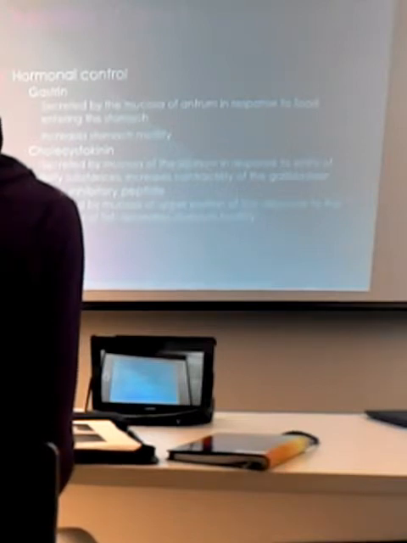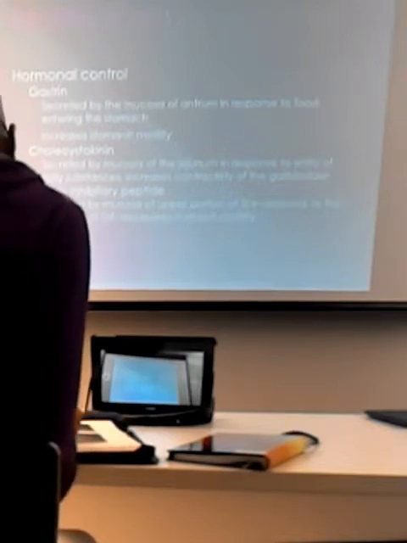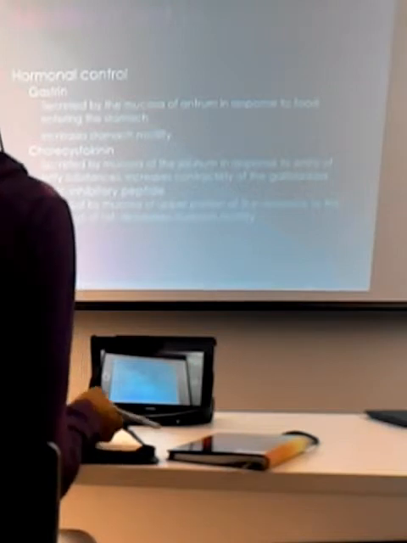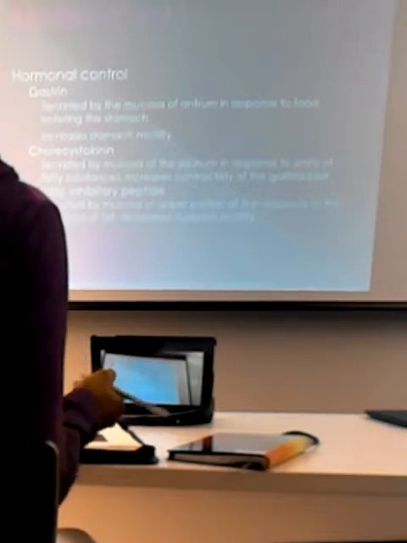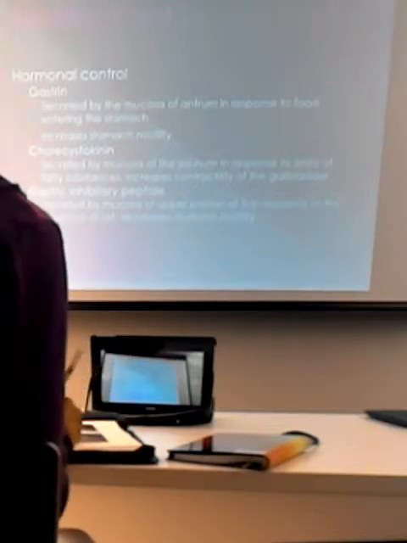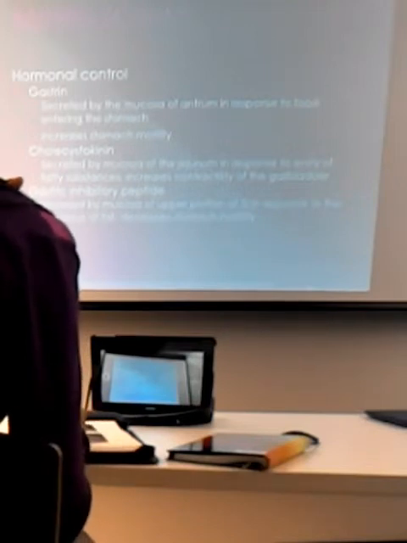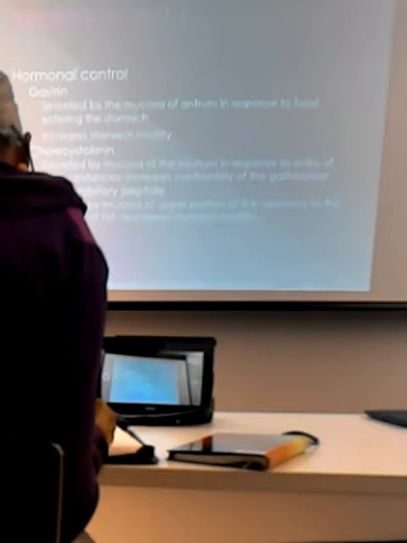Cholecystokinin. Now listen. What does that do? It encourages the release of bile from the gallbladder. Okay? So pause for a second. If it encourages the release of bile from the gallbladder, where does it get released? It gets released from the jejunum. Okay? Listen to me. Write it down. I'm going to test you on this stuff.